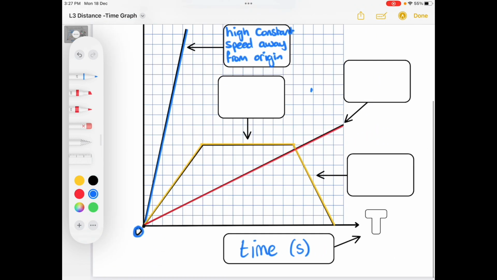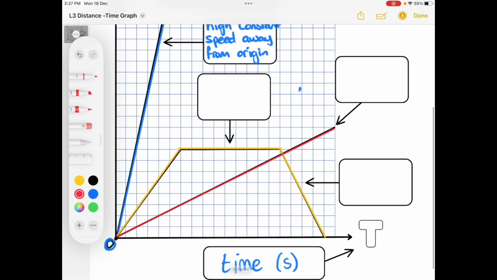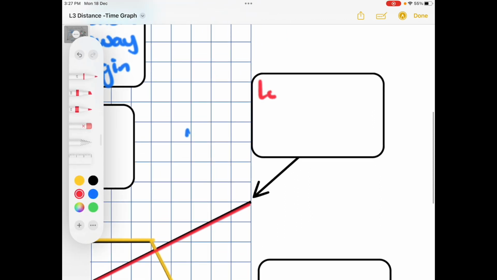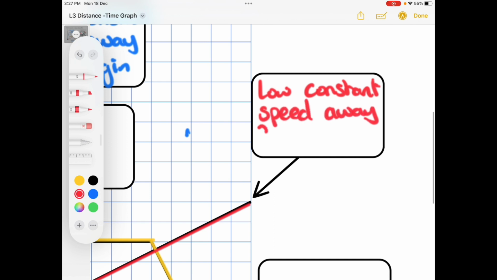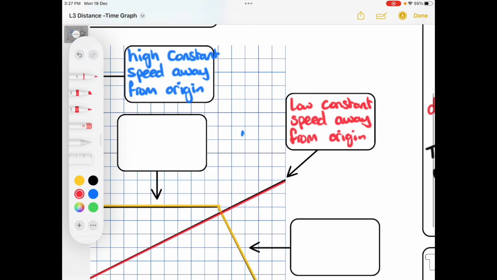Now, we could also say that's the same for this yellow line, but it's a bit lower, so it's not a high. High is relative here. But this red line, if we're talking in terms of compared to that blue line, we could say this is a low constant speed, also away from the origin. Okay.